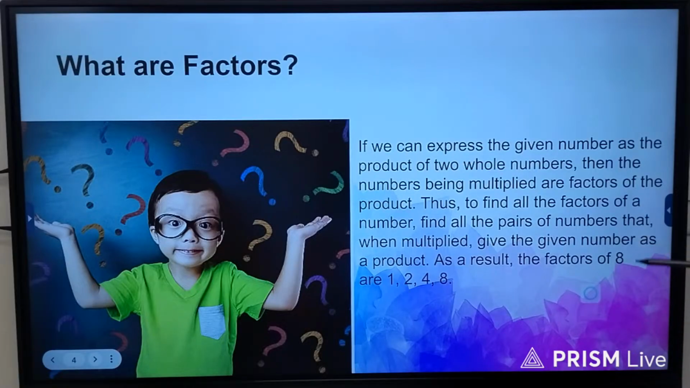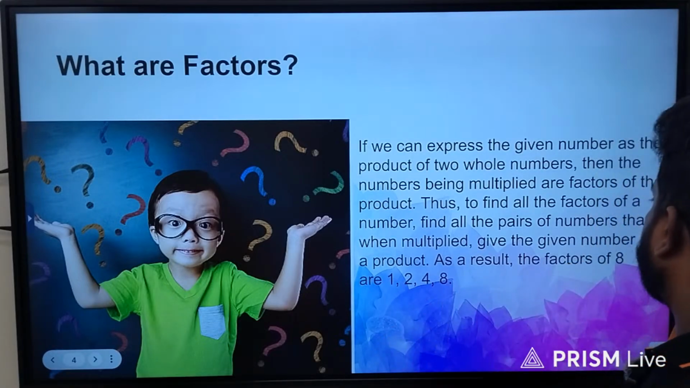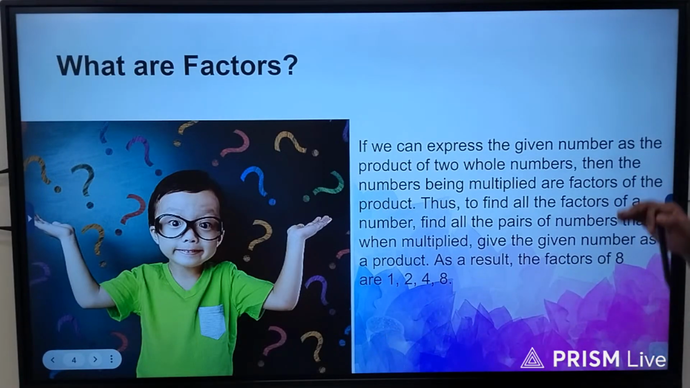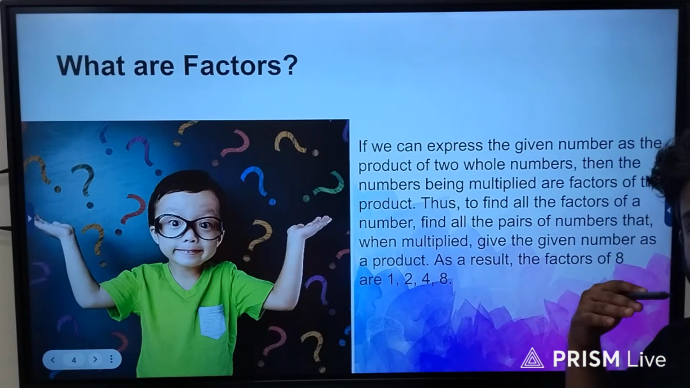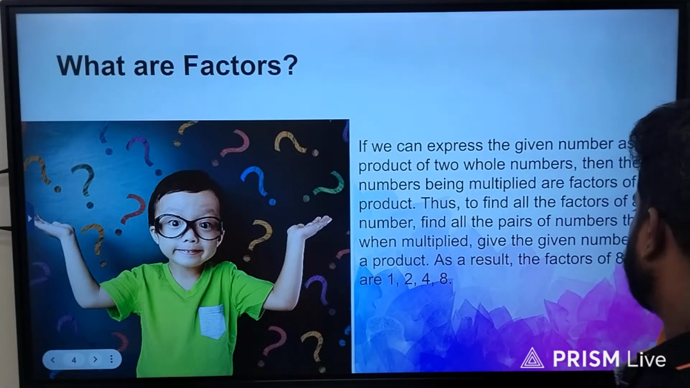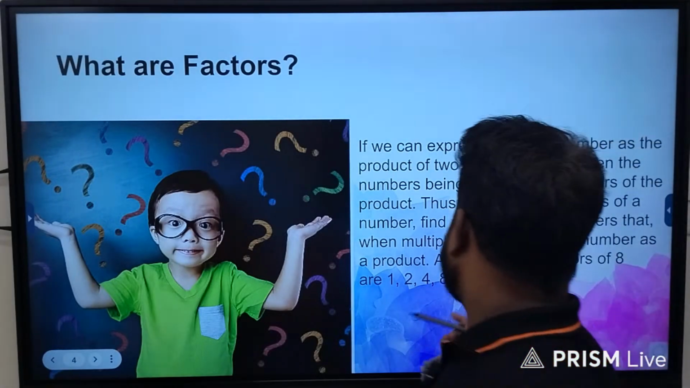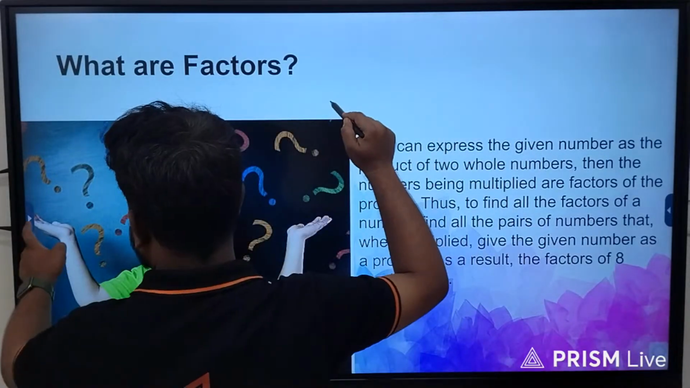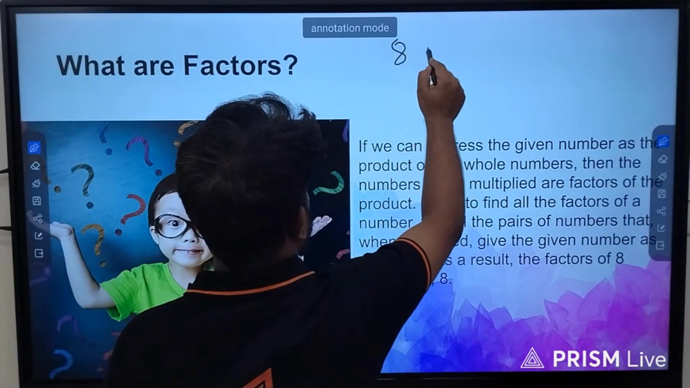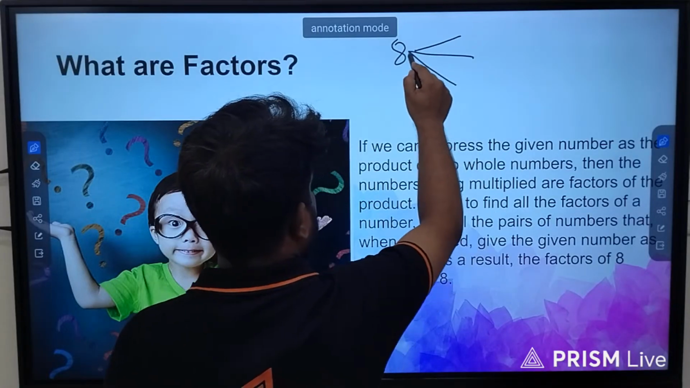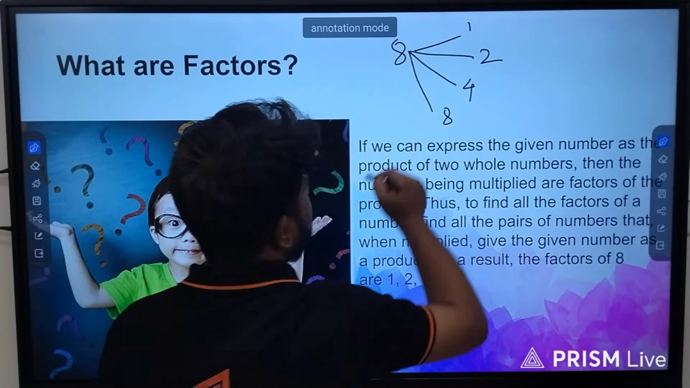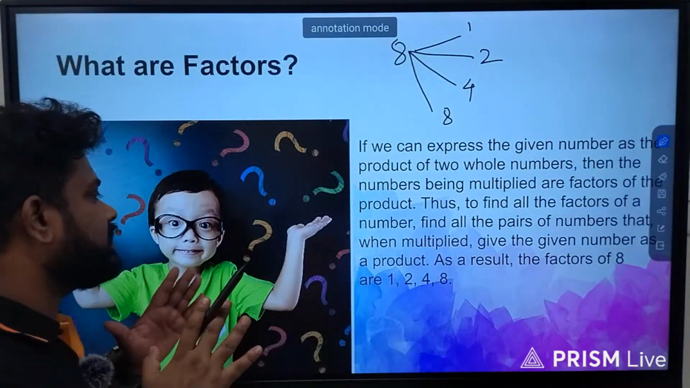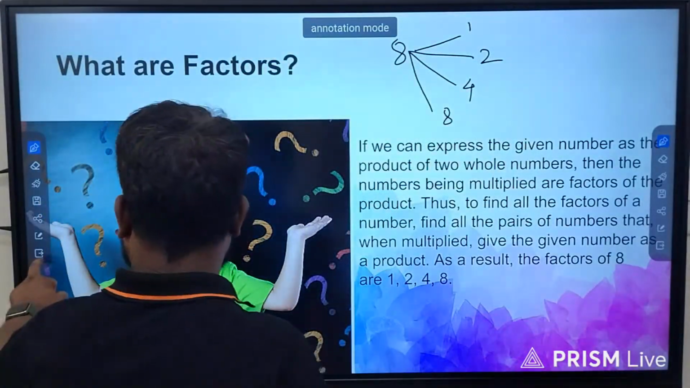So if you are asked to find the factors of any number, you have to break it out into products of different numbers. Like 8 can be broken down into 4 numbers: 1, 2, 4 and 8. So these are basically the factors.